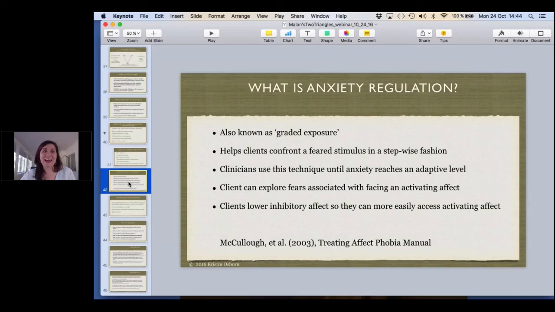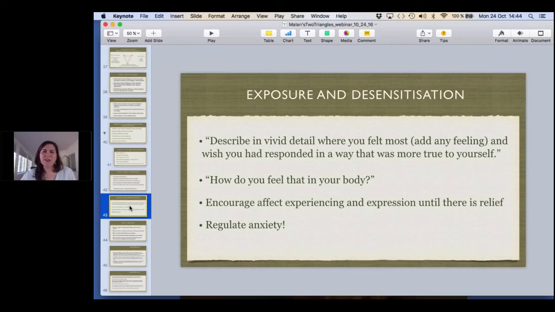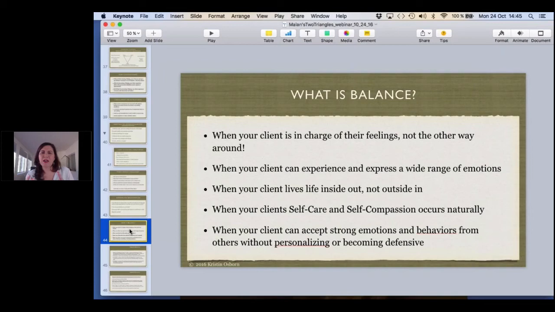We're not going to go over this too much, but basically when we do exposure and desensitization, we focus in on one example, and then we focus in on what the person is experiencing in their body and start doing the regulating of anxiety and working with defenses. And so you know someone's done when they're in balance. And so they're in charge of their feelings, not the other way around.